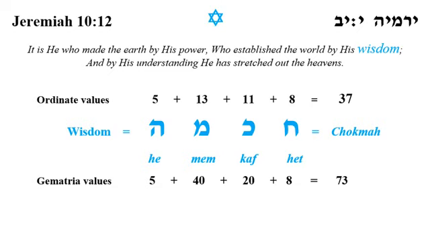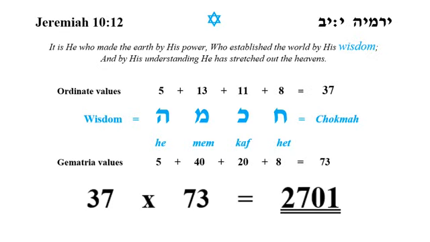If you plug in the gematria values for chakma, well now, Chet is still 8. It's the 8th letter, and its gematria is 8. Kaf now, though, its gematria becomes 20. Mem's gematria is 40. And then the He is 5, the same as its ordinal value. So the gematria value of chakma adds up to 73. If you add it one way, it's 37. If you add it the other way, you get 73. Remember, it's by his wisdom he established the world. If you multiply 37 times 73, you get 2701, which is that total of Genesis 1:1.